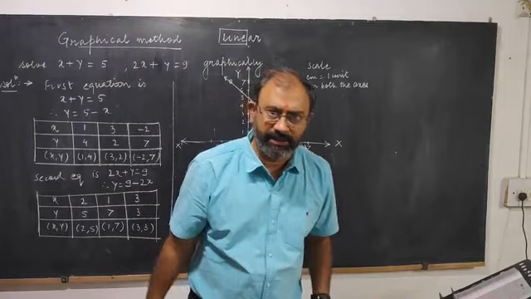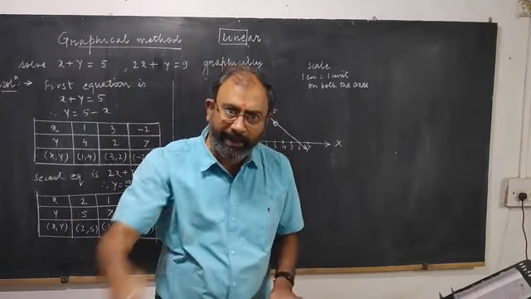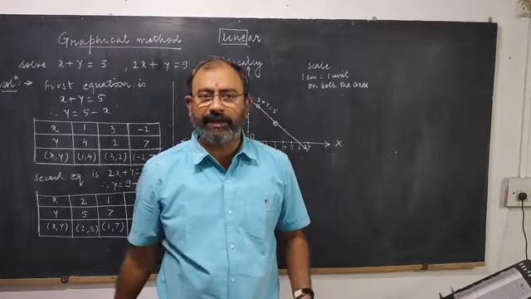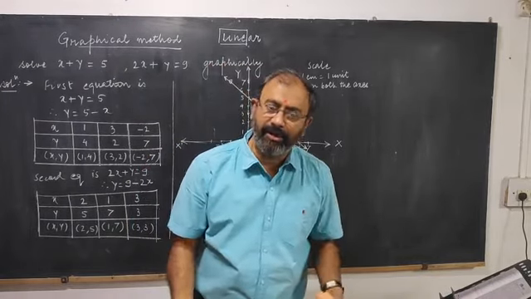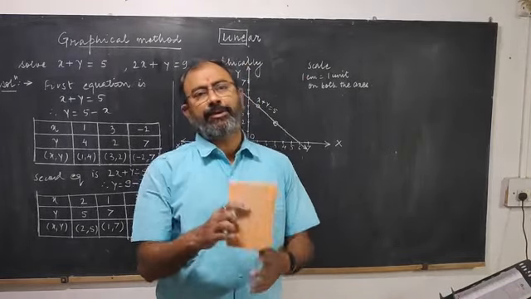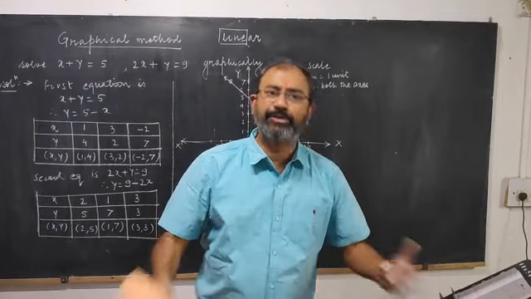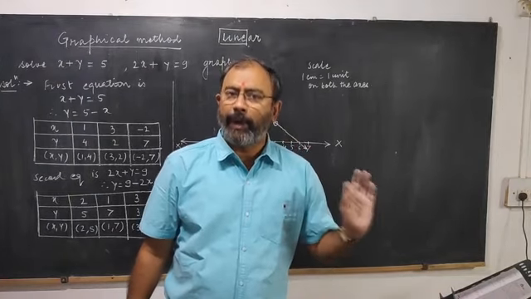Always take a precaution that you should complete one line at a time. Draw one line fully, then go for the second one. Sometimes children do the reverse thing. They will plot all the points and then draw the lines, and by mistake they join wrong points and reach the wrong conclusion. So draw one line fully.